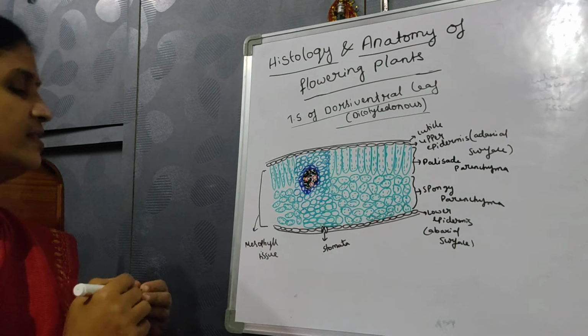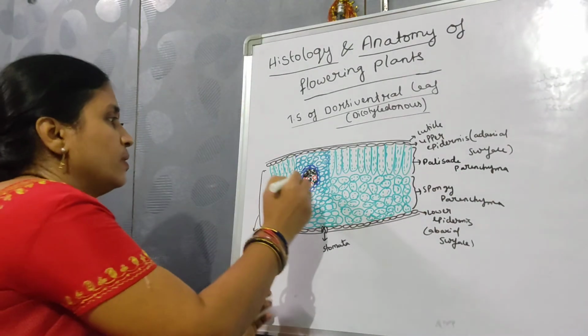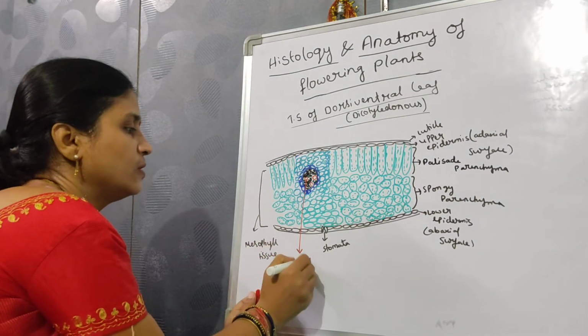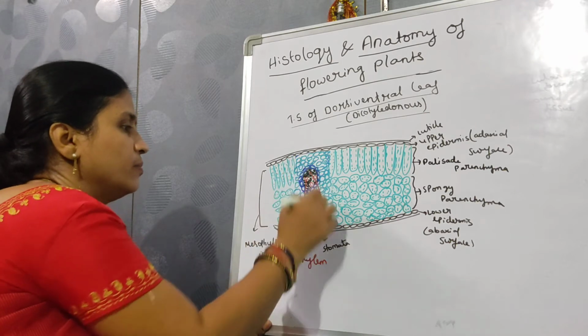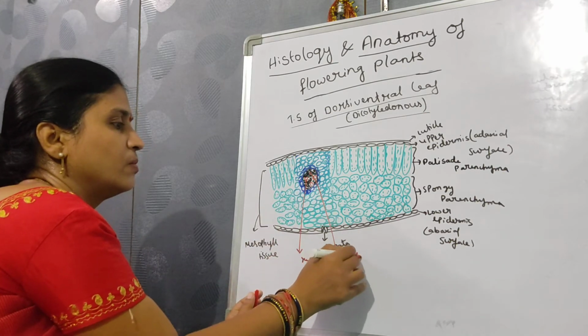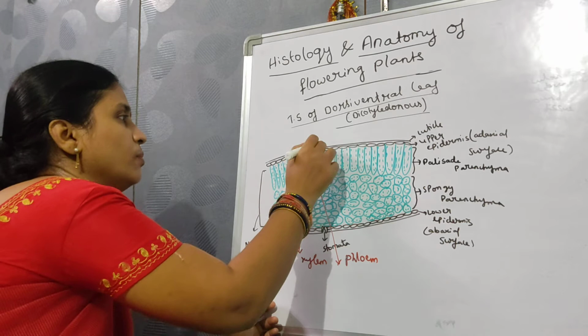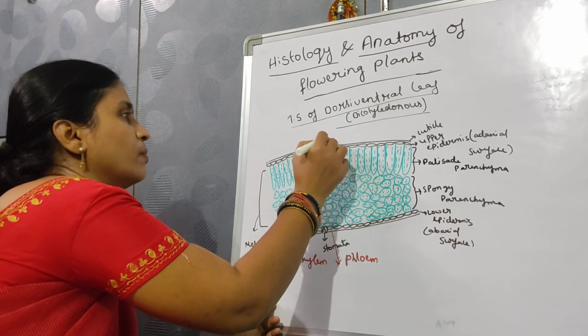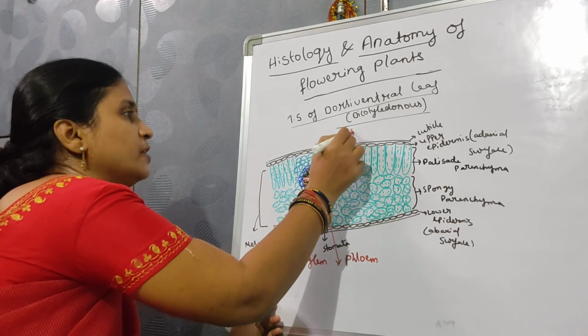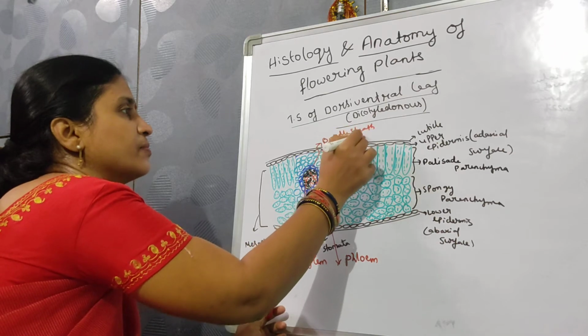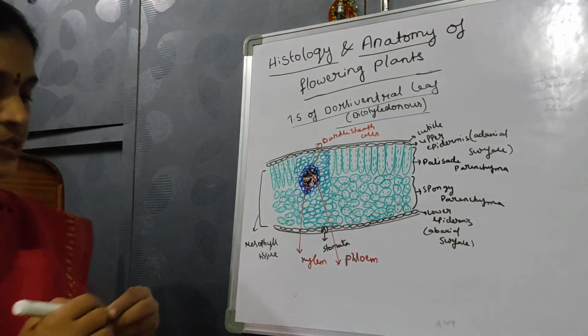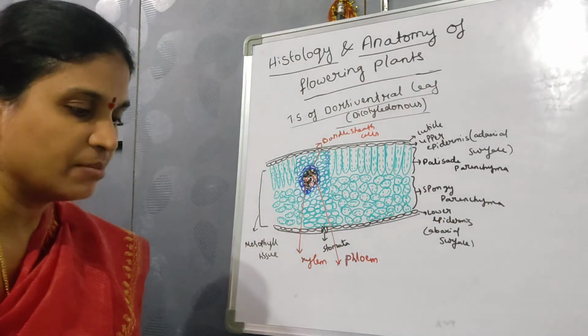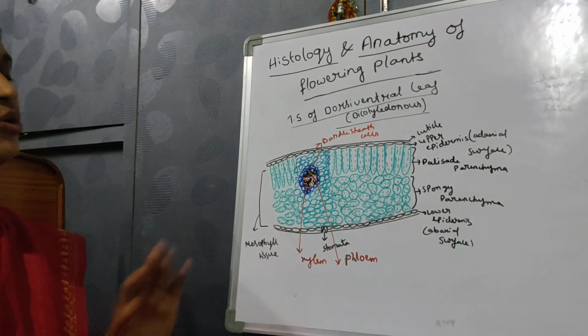These are the bundle sheath cells. So this is the xylem, phloem, bundle sheath cells. Okay, so this is about the dorsiventral leaf or dicotyledonous leaf.